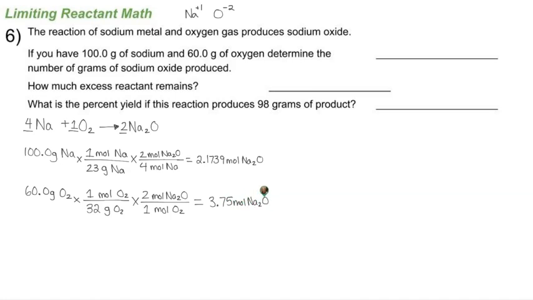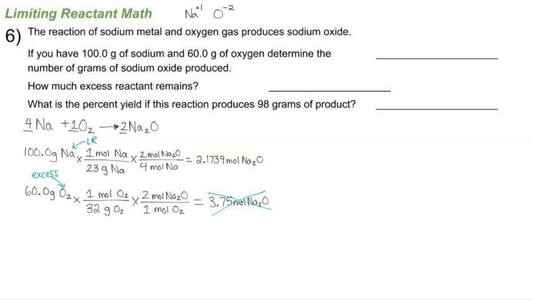And so from here we can identify our limiting reactant. It's the amount of reactant that produces less product. So our lower number of product is right here. We will not be able to produce 3.75 moles. We're going to have to stop when we reach 2.1739 moles. So I'll go ahead and cross this amount of product off because we will not be able to make that much. And so we'll identify sodium as our limiting reactant here, and then oxygen is going to be our reactant available in excess.